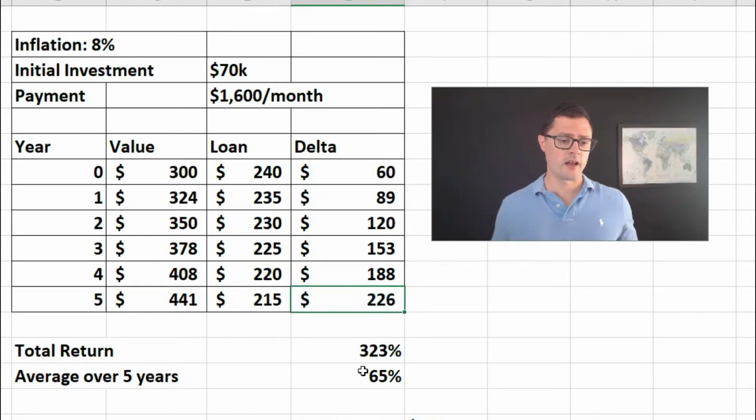So we see now that delta rises to $226,000 on $70,000, giving a total return of 323%, averaging 65% over 5 years. So that is twice as good as the stock market. It's why having a leveraged investment with low interest rates is great in an inflationary environment.